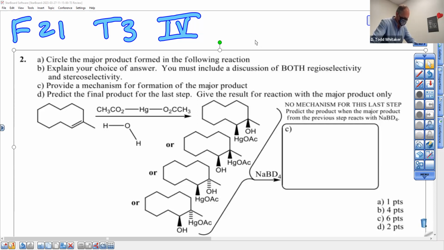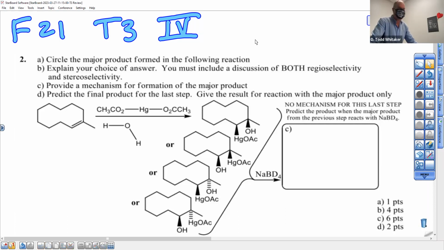I actually don't circle them until I do the mechanism, because the mechanism helps me remember what the major product is. And then I'm going to do a discussion of regio and stereoselectivity during my explanation, and a mechanism for the formation of the major product and the final product in the last step. So when we see a D in this class, D is deuterium.